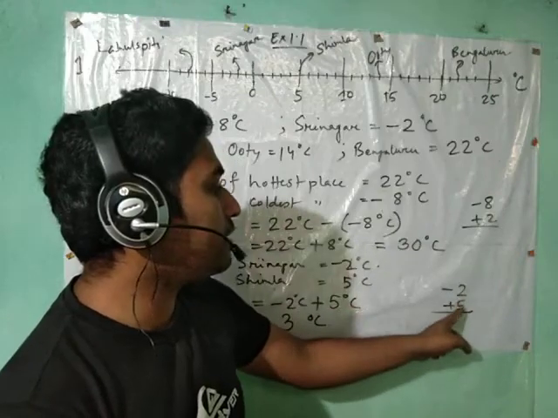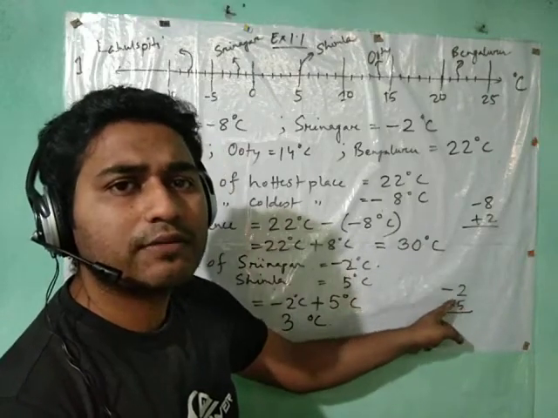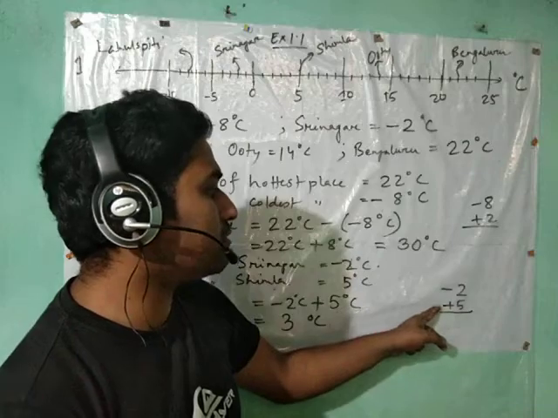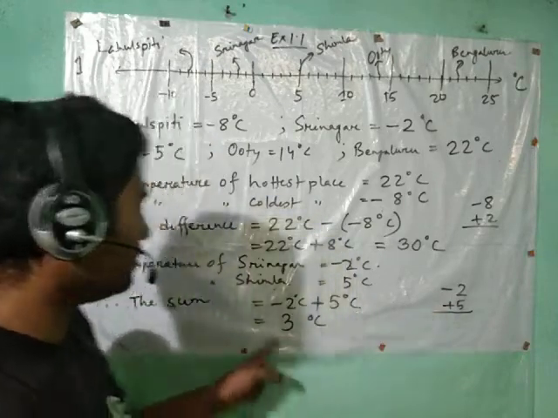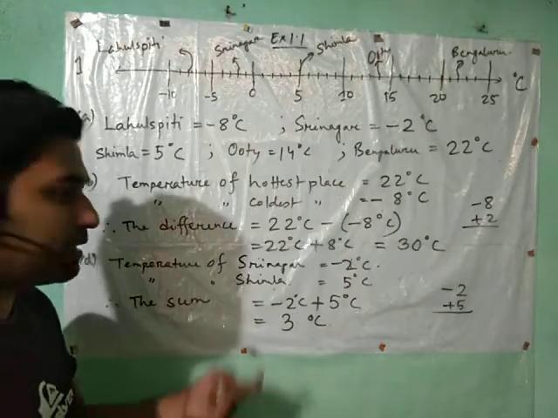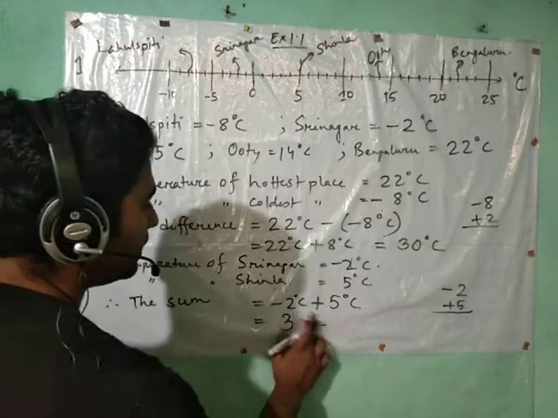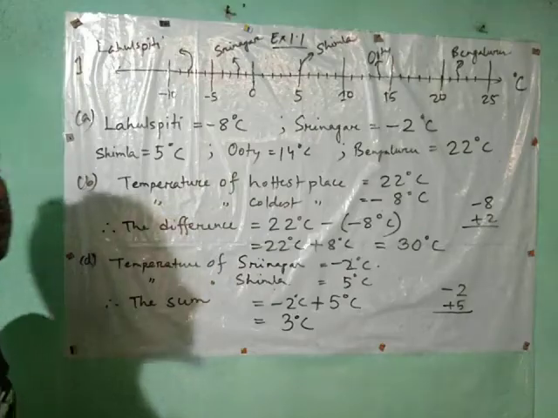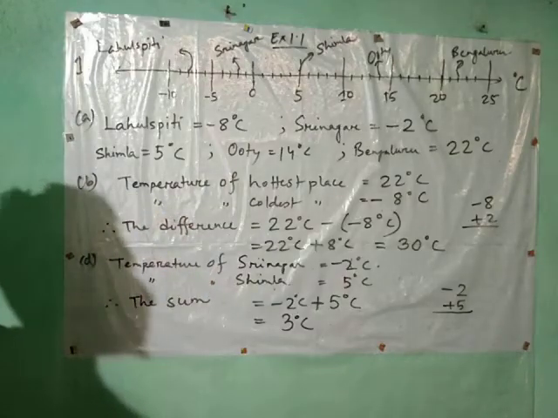Now here 5 and 2, which one is greater between 5 and 2? 5 is greater. What is the sign just before 5? It is plus. So I will put plus here. If I don't put plus here, then also I will understand that this is plus. So your answer will be 3 degree, simply 3 degree centigrade. I hope this is clear to all.